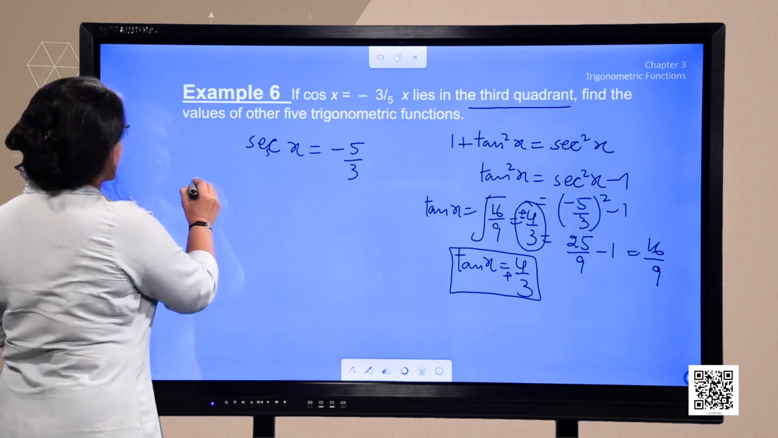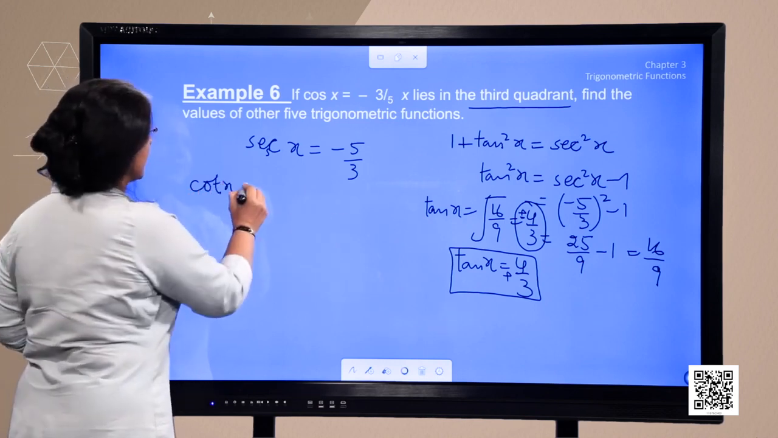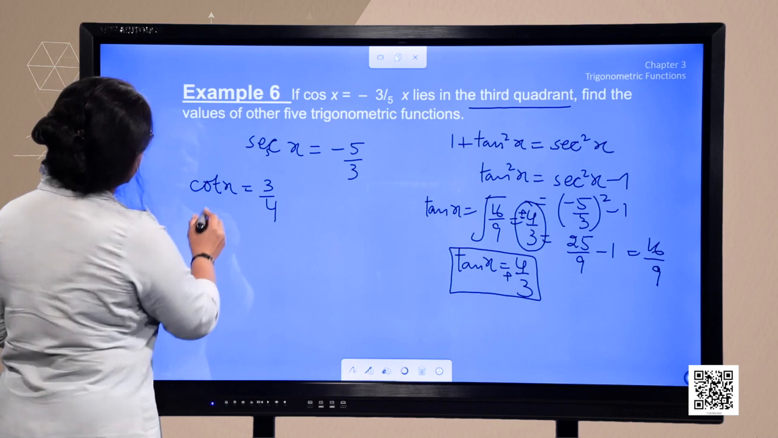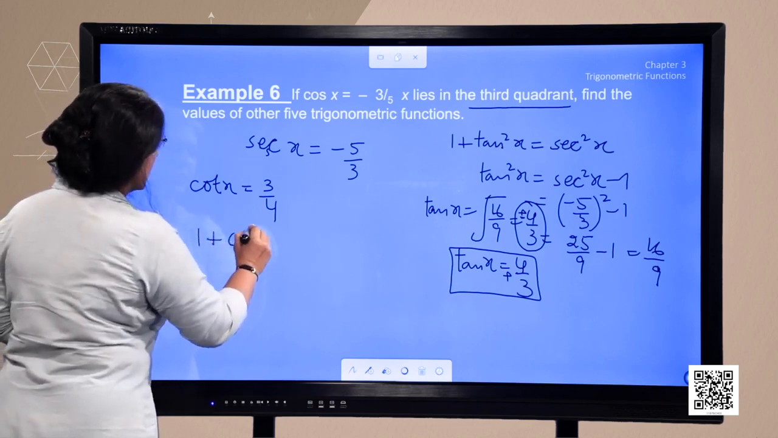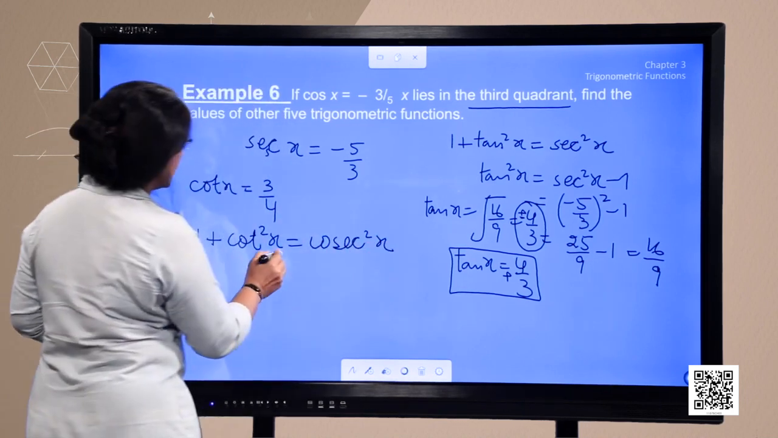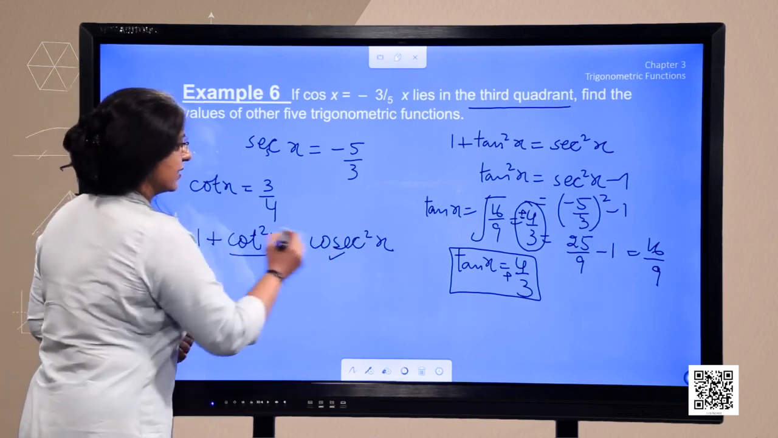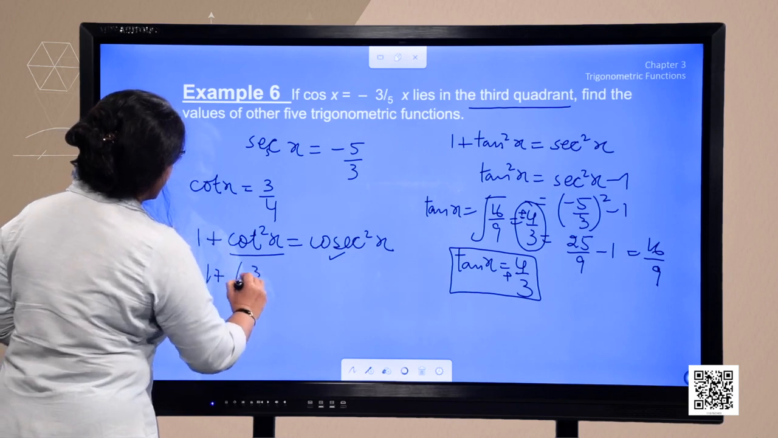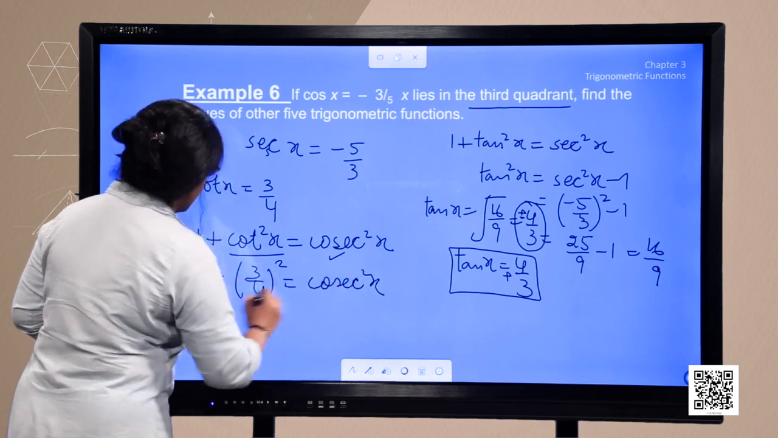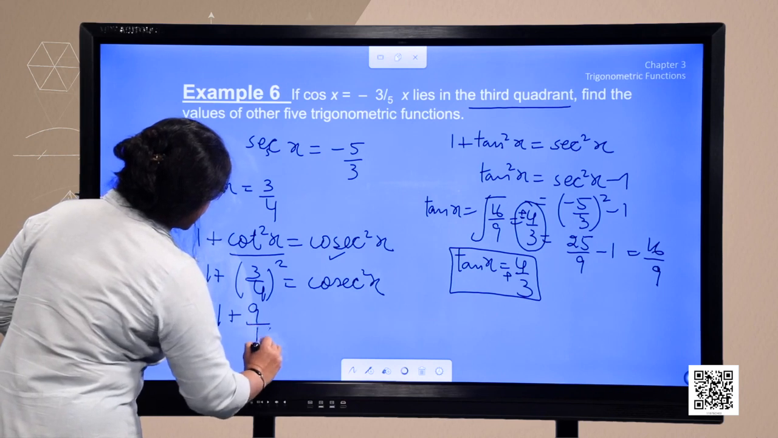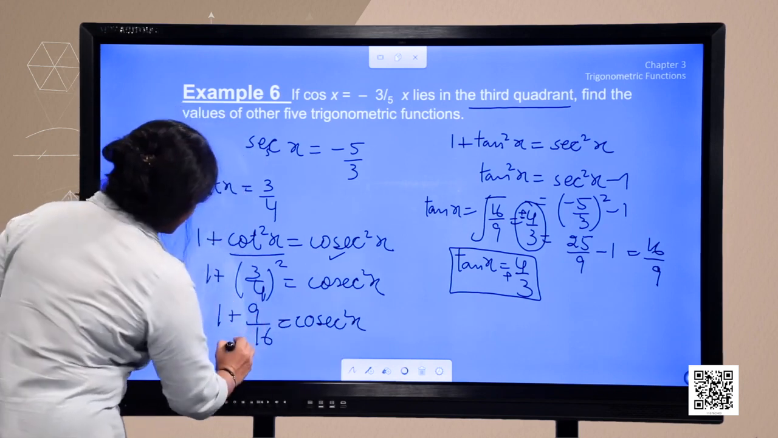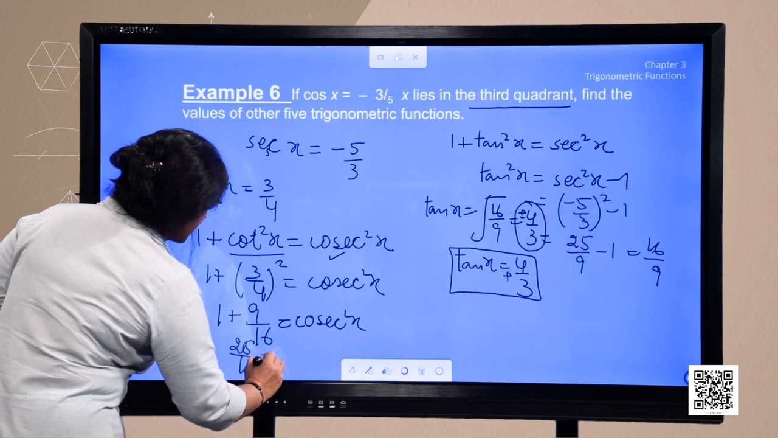With the help of tangent, we can find out cot x. Cot x is the reciprocal of tangent, 3 by 4. And since we know cot, we can find it using 1 plus cot square x is equal to cosec square x. Substituting the value of cot, 1 plus (3 by 4) square is equal to cosec square x, which is 1 plus 9 by 16 equal to cosec square x, and this will be 25 upon 16, cosec square x.